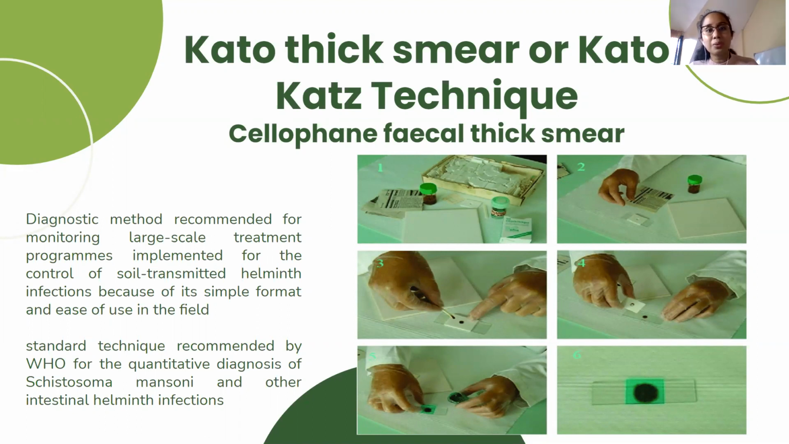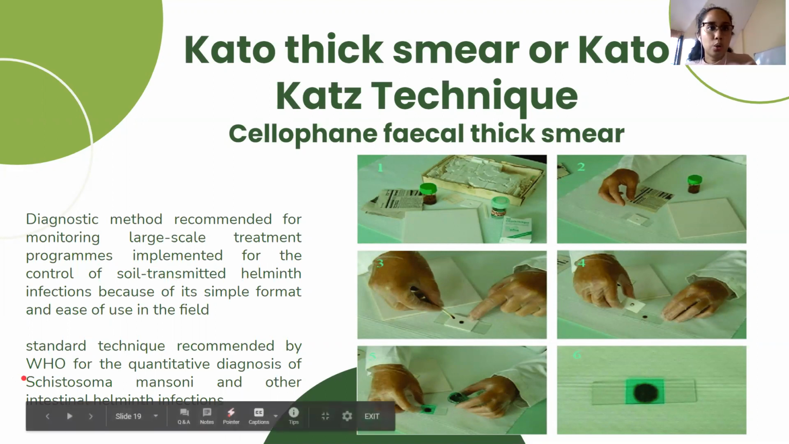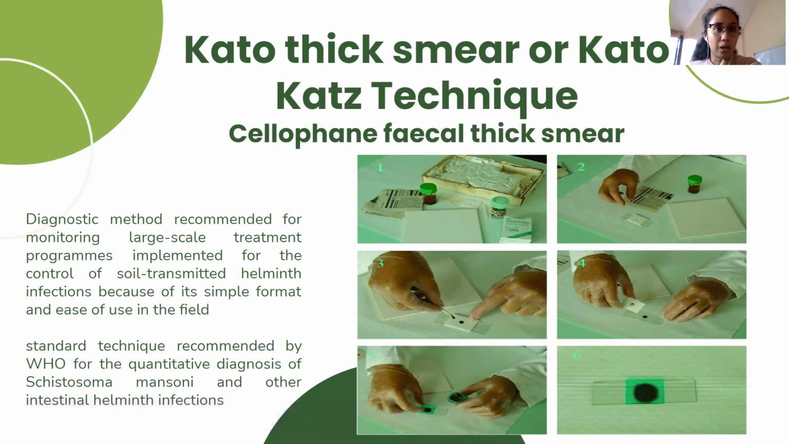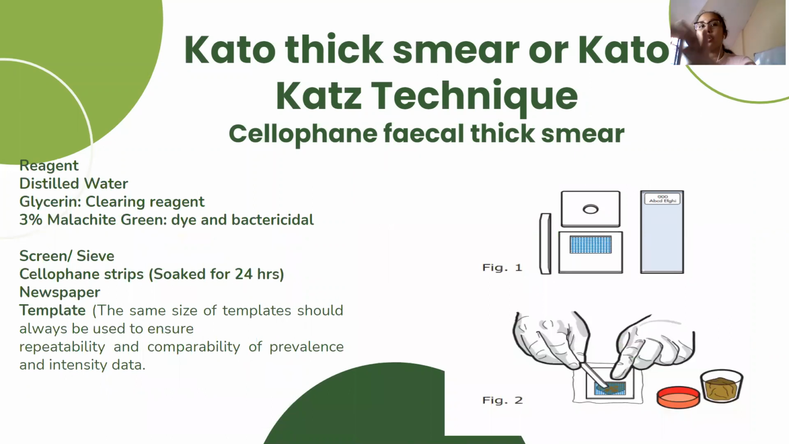So, class, soil-transmitted helminthiasis is best tested by the Kato-Katz thick smear. Not filaria, not tissue roundworms, not blood parasites, but soil-transmitted helminthiasis. It is recommended by WHO for the quantitative diagnosis of Schistosoma mansoni and other intestinal infections. Class, I'll upload a video on how to perform the Kato-Katz thick smear. But first, let's know the different reagents.